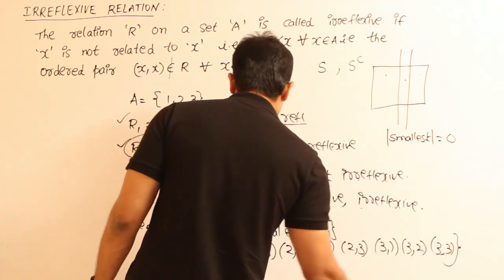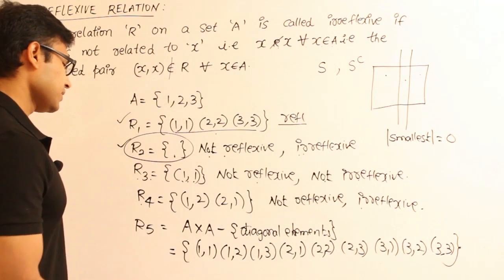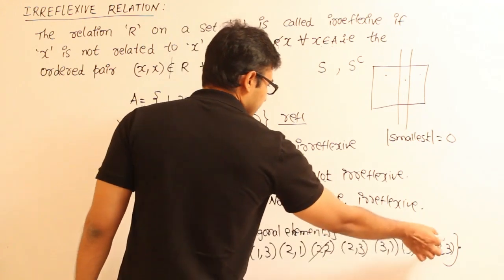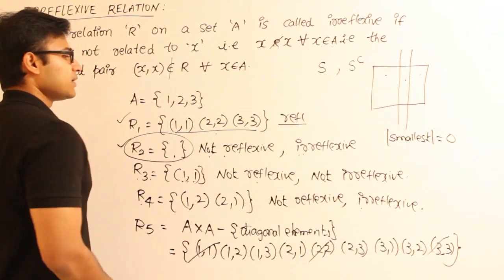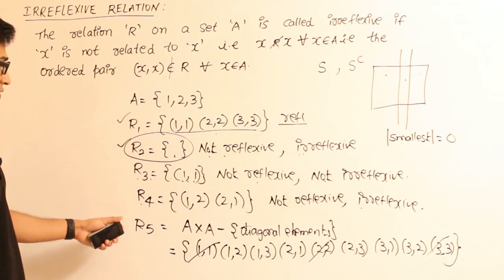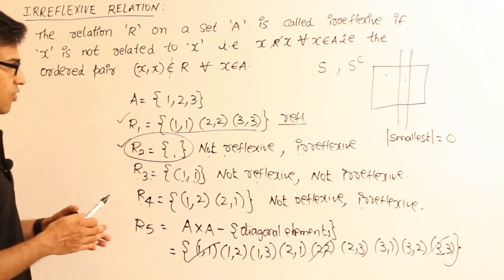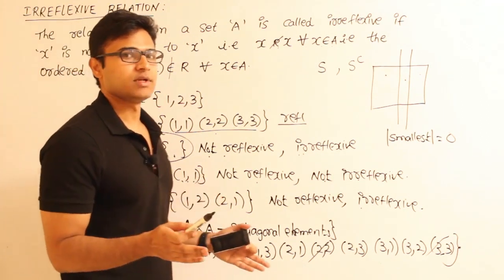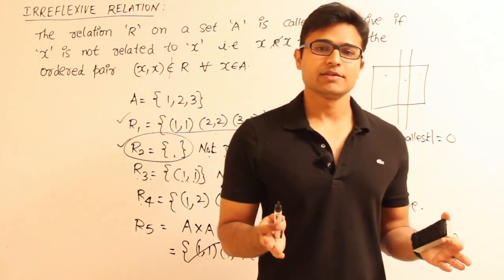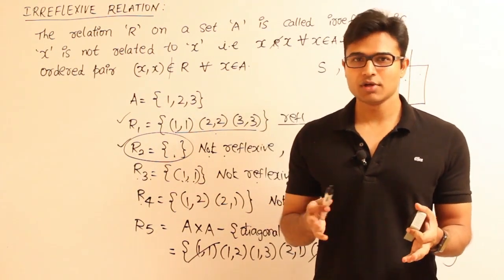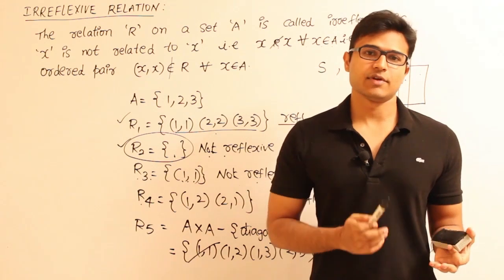Now from this set you try to remove all the diagonal elements. What are the diagonal elements? 1 1, 2 2, 3 3. Then the remaining set is definitely going to be a relation which is an irreflexive relation. Got it? So what do you understand from this? You take the set of all ordered pairs possible, and from that set of all ordered pairs you just remove the diagonal elements, then the remaining ordered pairs are going to result in a relation which is irreflexive, right?